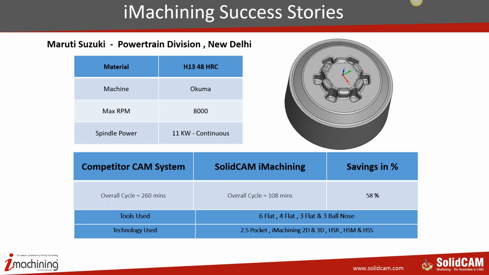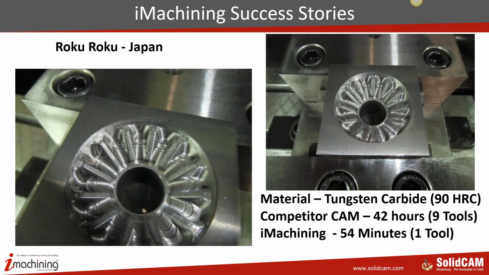The last success story is very interesting. It was at Rokuroku in Japan, on tungsten carbide. They were using our competitive CAM system to machine carbide dies, and their cycle time was 42 hours using 9 tools. iMachining's first attempt was 54 minutes on one tool. So you can imagine, not just Inconel and titanium and stainless steel, iMachining is also capable of excellent machining even on tungsten carbide.